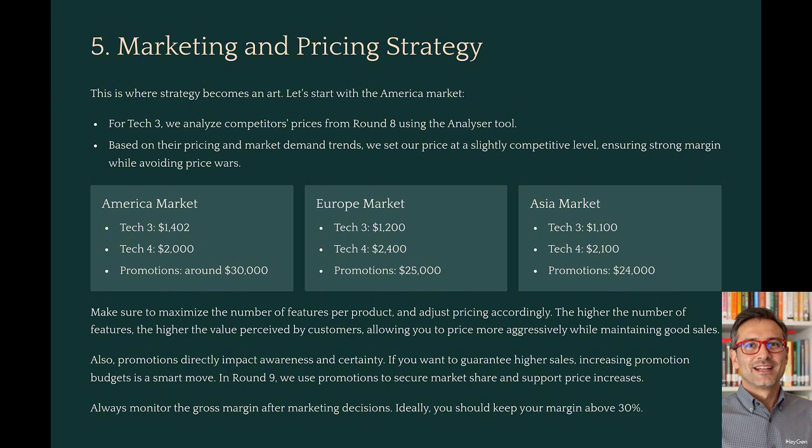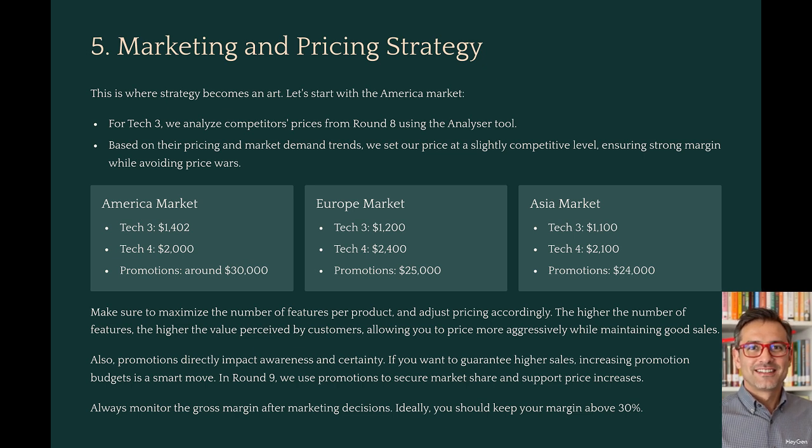Marketing and pricing strategy. This is where strategy becomes an art. Let's start with the America market. For Tech 3, we analyze competitors' prices from round 8 using the analyzer tool. Based on their pricing and market demand trends, we set our price at a slightly competitive level, ensuring strong margin while avoiding price wars. Let's say, Tech 3 in America, $1,402. Tech 4 in America, $2,000.